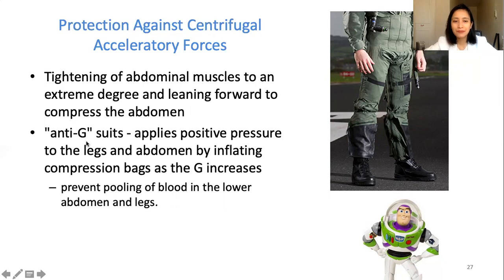Anti-G suits apply positive pressure to the legs and abdomen by inflating compression bags as the G increases. The compression bags prevent pooling of blood in the lower abdomen and legs and maintain cardiac output.